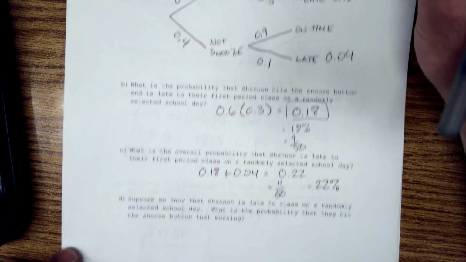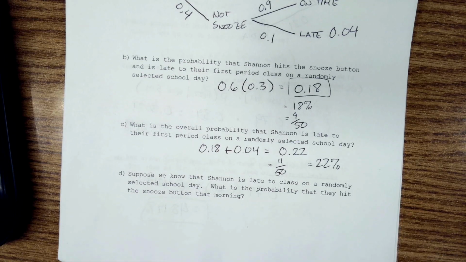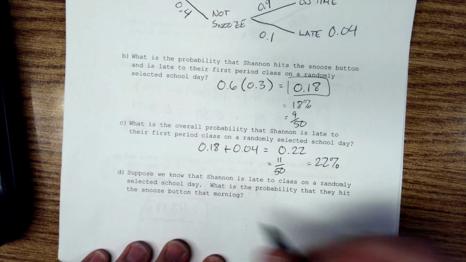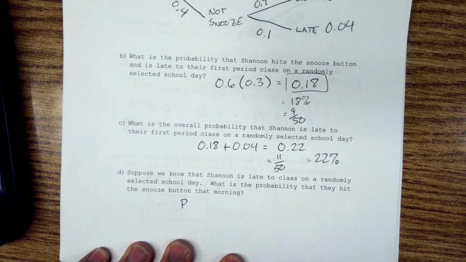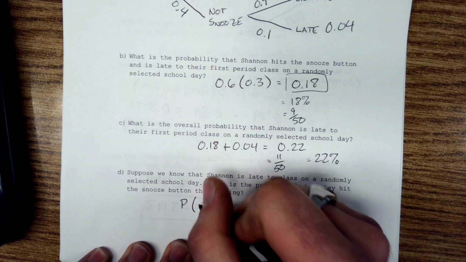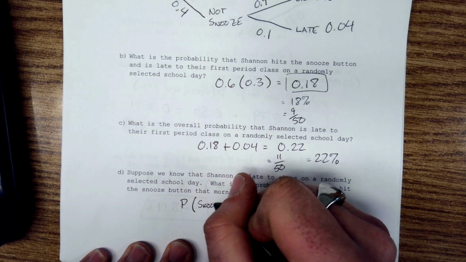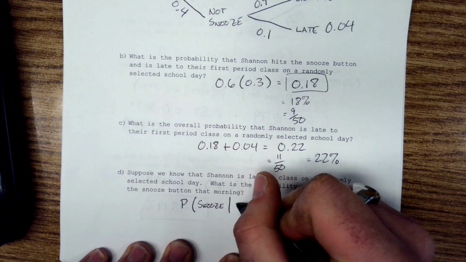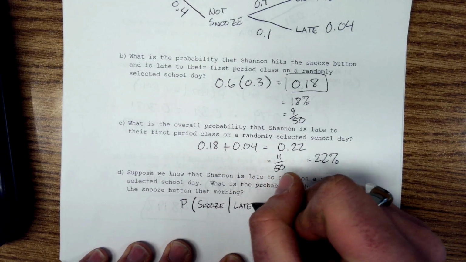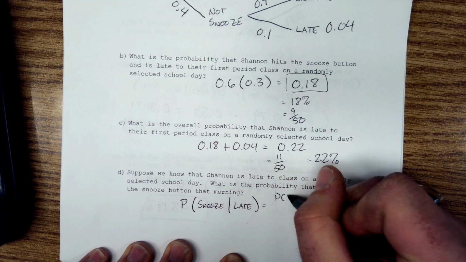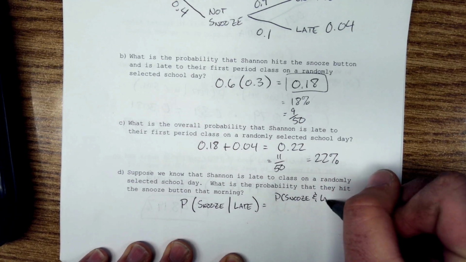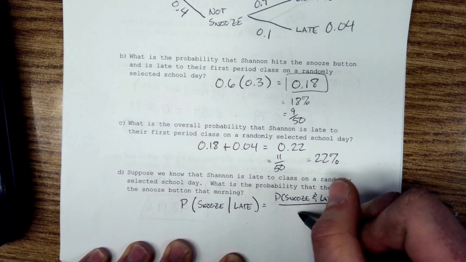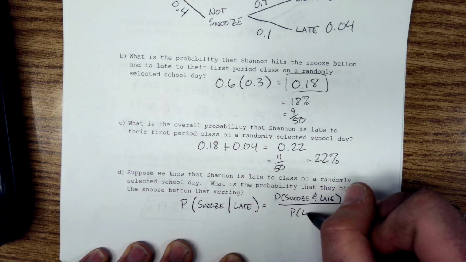Suppose we know that Shannon is late, what's the probability that they hit the snooze button? So again, this one we're just looking at the conditional probability, the probability that they snoozed, given that we know that they are already late. Again, that's the probability that they snooze and are late, divided by the overall probability that they are just late.